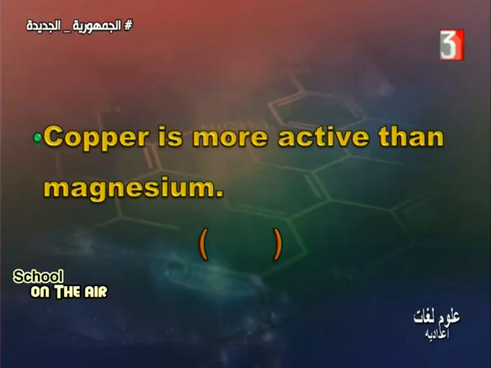Copper is more active than magnesium. It is a wrong statement because magnesium is above copper in the chemical activity series, so magnesium is more active than copper.